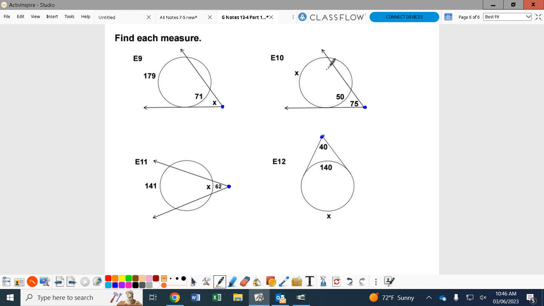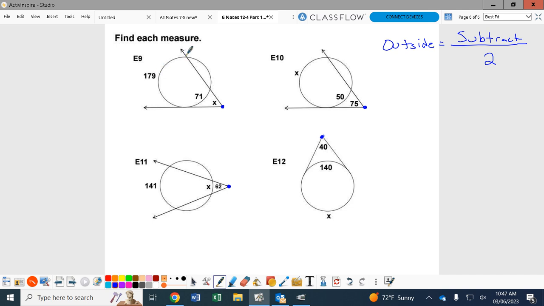Since the intersection point is outside the circle, what was the rule for outside? Subtract, perfect, and divide by 2. Subtract and divide by 2. Subtract and divide by 2. So, guys, some of them are going to be nice and direct. Not all of them, but some of them.